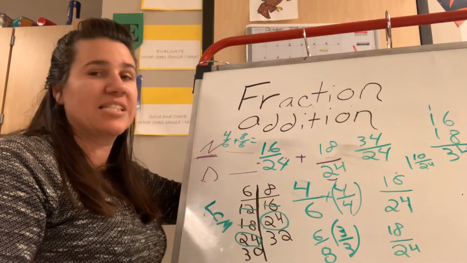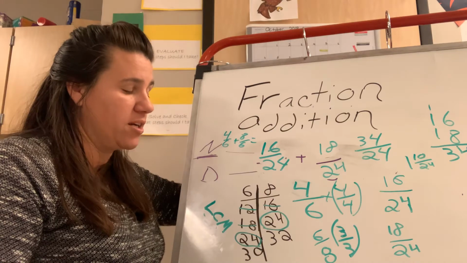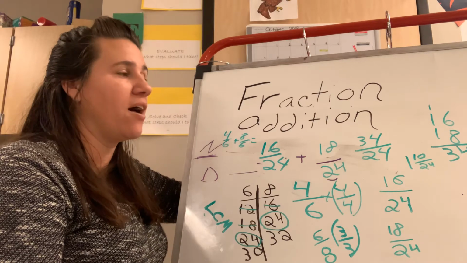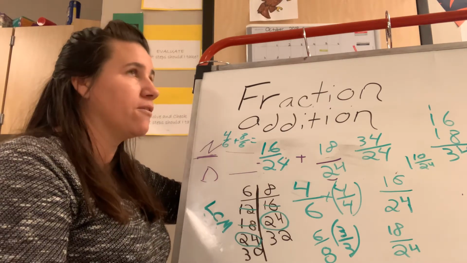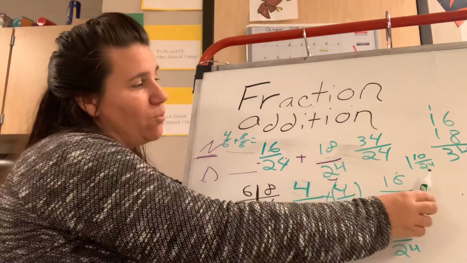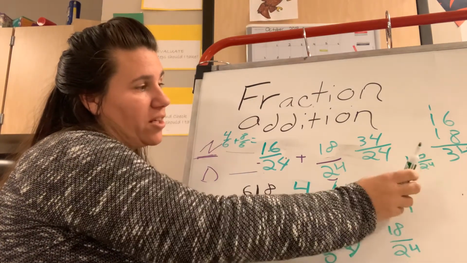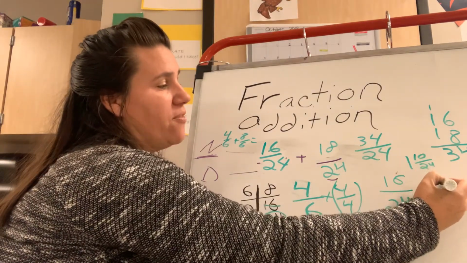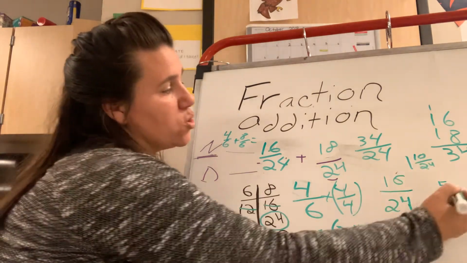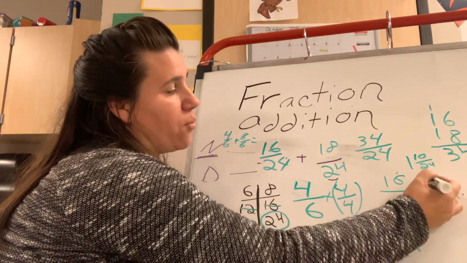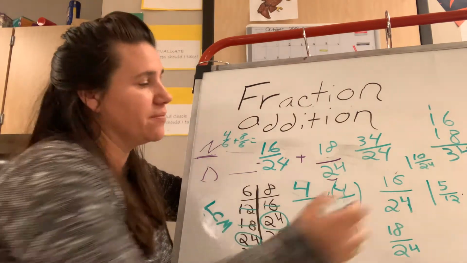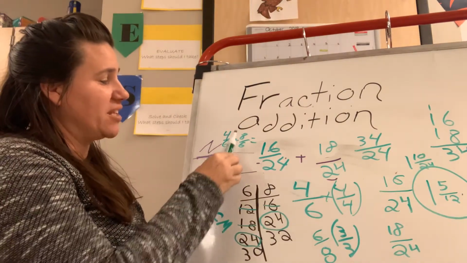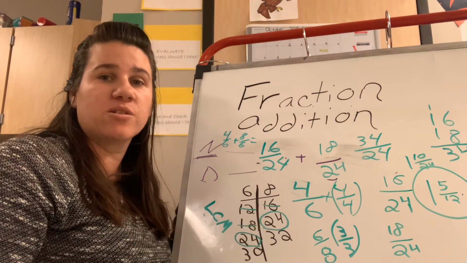So I want to list now the factors of 10 and 24. Well, 10 would be 1 and 10, 2 and 5. 3 won't work. 4 won't work. I already did 5. So 1 and 10 won't go in. 2, I could do 2. So 10 divided by 2 is 5. 24 divided by 2 is 12. So I'd have 1 whole and 5 twelfths. So my answer to 4/6 plus 6/8 is 1 whole and 5 twelfths.